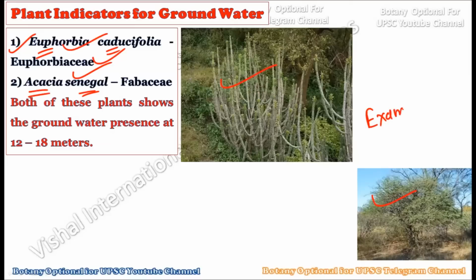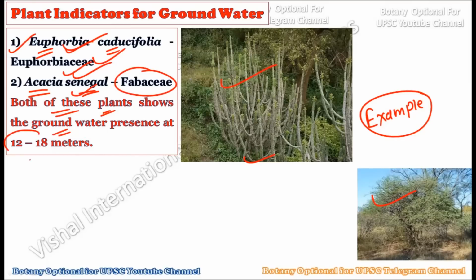Okay, there are many plants throughout the world which show the presence of the groundwater, but we have to take the examples from India. Both of these plants are found in India, and these are typical in showing the groundwater. Euphorbia caudicifolia belongs to the Euphorbiaceae, and Acacia senegal belongs to the Fabaceae family. Both of these plants show groundwater presence at 12 to 18 meters below the ground.